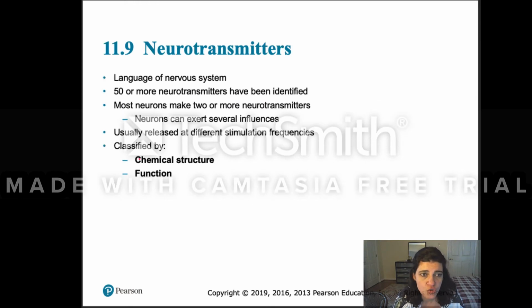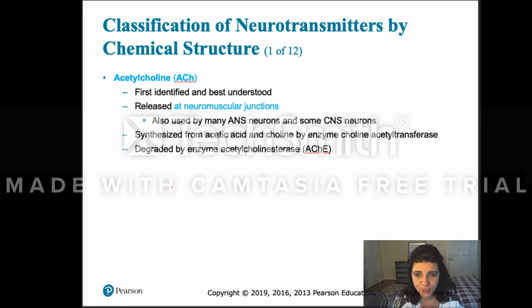Neurotransmitters. These are those molecules that are released in the synaptic cleft. They can be classified by their chemical structure or by their function. Acetylcholine is a very common and frequent one. This is how you write the acronym for acetylcholine, ACh. So you're going to see that, like we did in the muscles, released at the neuromuscular junction and released in other situations that we're going to see. Used for the autonomic nervous system and some central nervous system neurons.